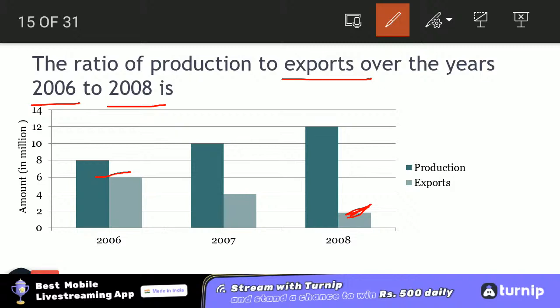So what will be the ratio? The ratio would be simple. The ratio would be 6 to 2. That is what? 3:1. That is the simple answer. The ratio was 3:1 if we are talking about the exports. Great.